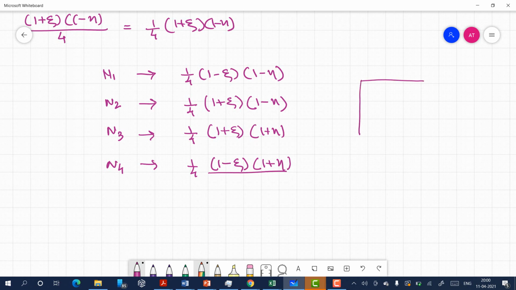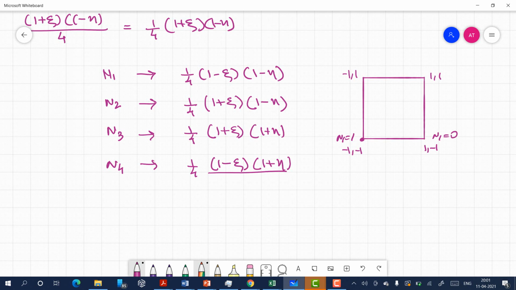And now look at our element again. So this is minus 1, minus 1. This is 1, minus 1. This is 1, 1. And this is minus 1, 1. Okay. Now let us look at node number 1. So zeta value is minus 1, so 1 minus minus 1 becomes 2. And eta has a value of minus 1, so this also becomes 2. So 2 into 2 divided by 4 becomes 1. So here the value of N1 is 1. Now what is the value of N1 here? So here zeta has a value of 1, right? So 1 minus 1 becomes 0. Then I don't have to take care of anything. The total thing becomes 0.